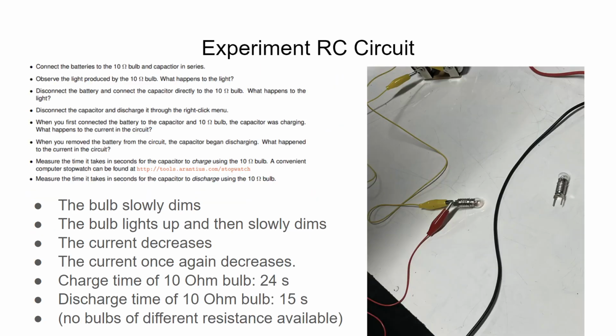Experiment RC circuit. So our observations with this was that the bulb slowly dims. When we're using just the capacitor, the bulb lights up and then it slowly dims once again. Then we found the current decreases. The current decreases again. The questions are up top here that I'm answering. The charge time was 24 seconds for our 10 ohm bulb, and the discharge time was 15 seconds. We couldn't repeat the experiment because we only had 10 ohm bulbs available.